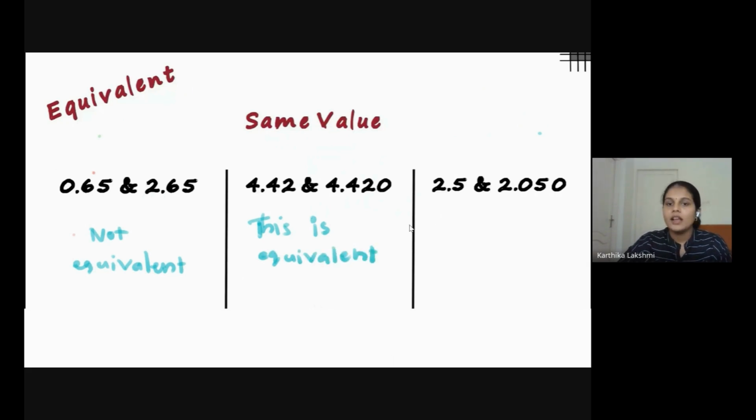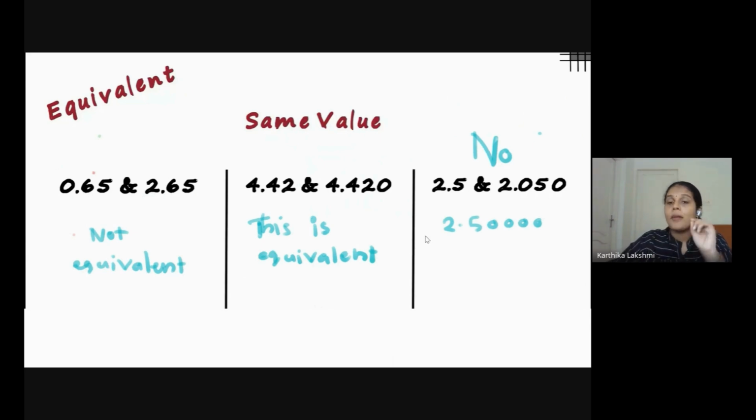And the last one, 2.5 and 2.050. Are these two decimals equal? No, I will say no. Maybe you will get confused. Like I said, adding zeros to the decimal part won't change the value, but I mentioned the words on the right. If you add zeros on the right, the value won't change. Add as many zeros as you like to the right, the value won't change. This sticks to the value 2.5 only.